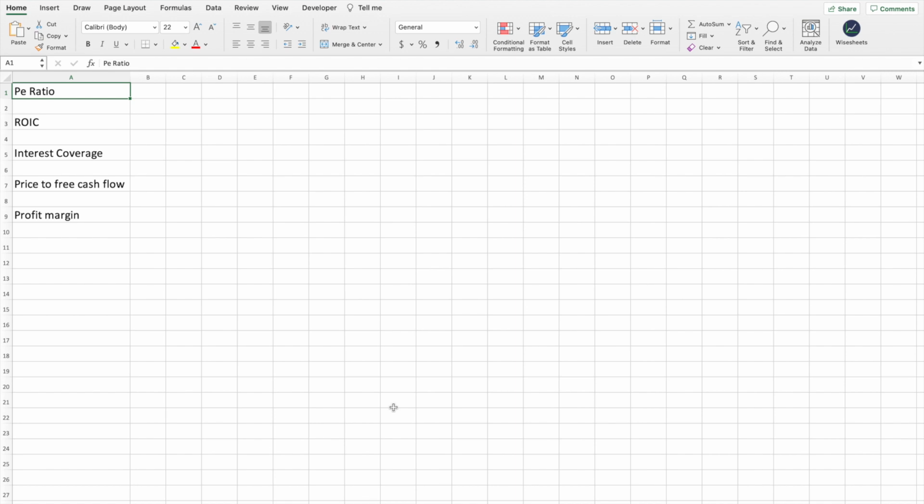As you can see, these metrics include the PE ratio, the return on invested capital, interest coverage ratio, price to free cash flow, and of course the profit margin. Now let's dive deeper into each of these important metrics.